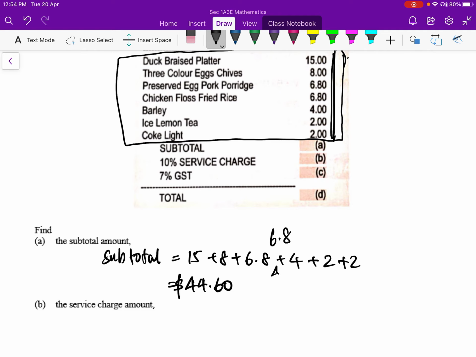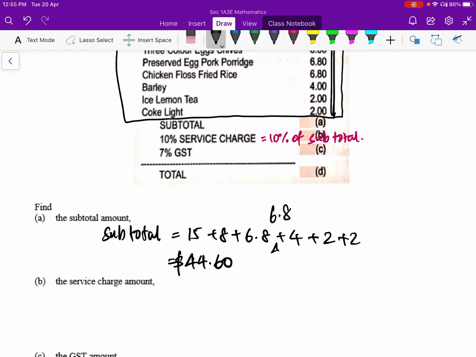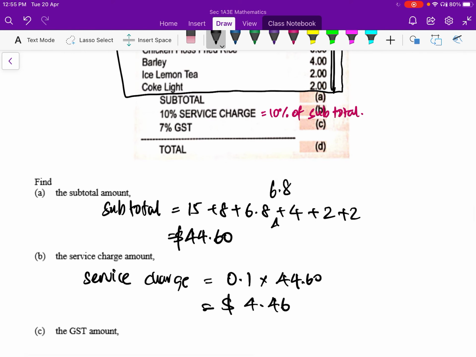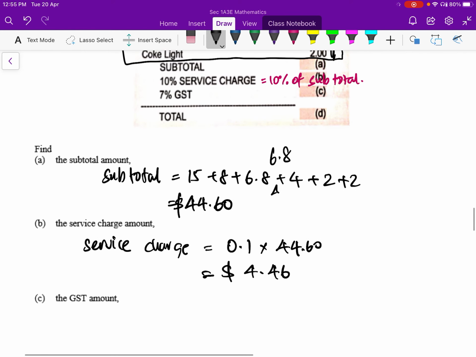The service charge is 10% of the subtotal. You can write out your notes: 10% service charge equals 10% of subtotal. So let's figure that out. Service charge equals 10% of 44.60. So divided by 10, you get $4.46. This is our service charge.